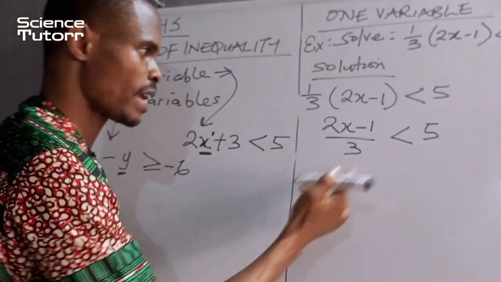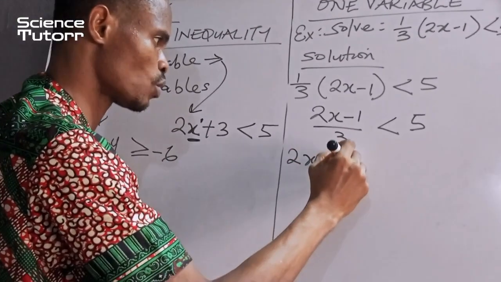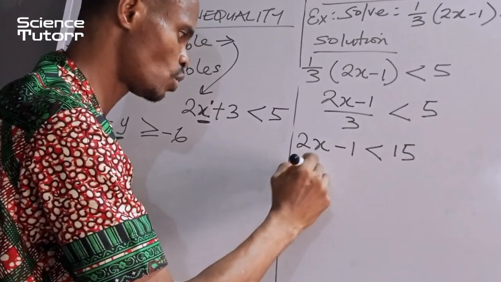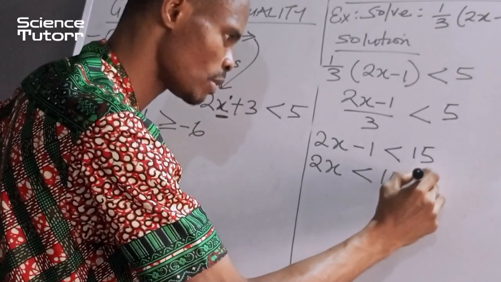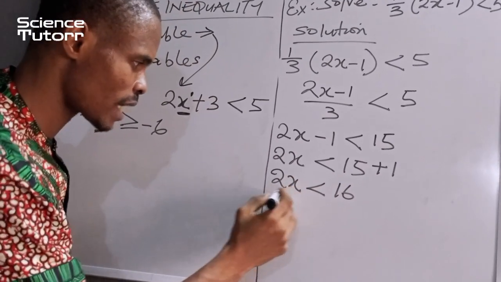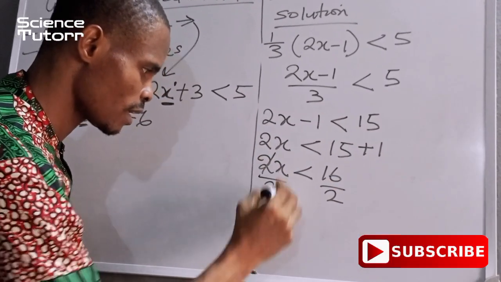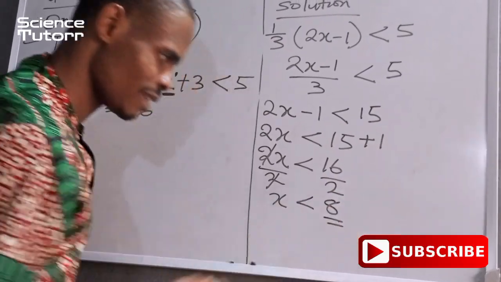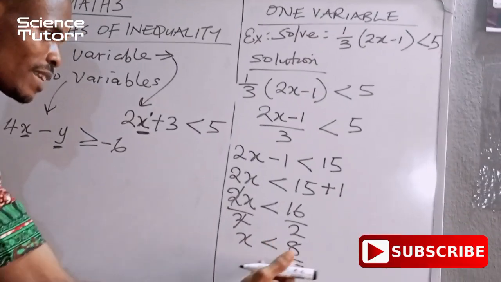So when I cross multiply, 3 moves over to this side, 3 times 5, I'll be having 2x minus 1 is less than 3 times 5, which makes 15. So we have 2x to be less than 15, minus 1 crosses over, it becomes a plus 1. So 2x is less than 16. So I divide both sides by 2. Automatically, it gives me x to be less than 8. I'm able to solve this problem. So x is less than 8.